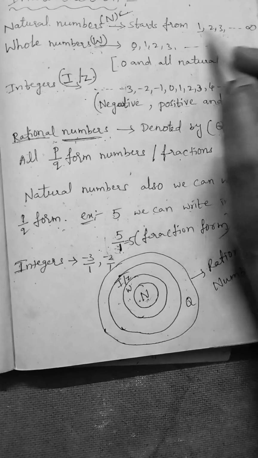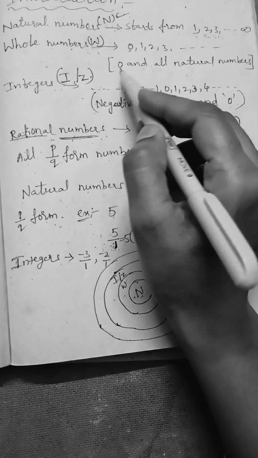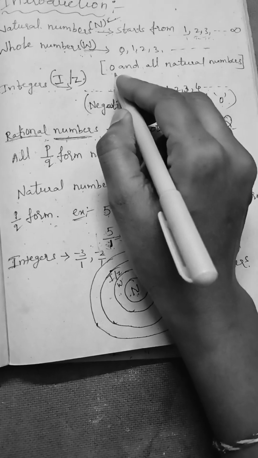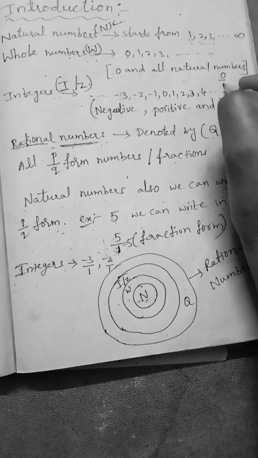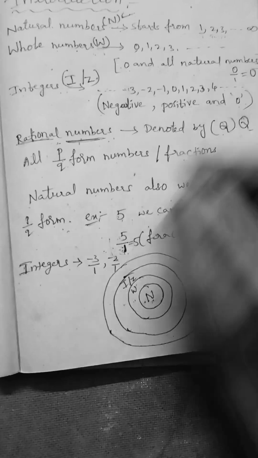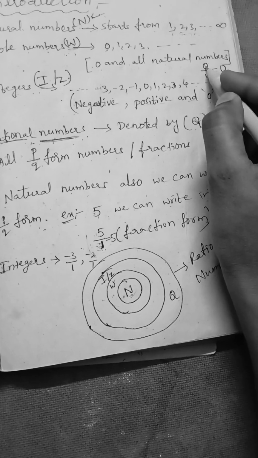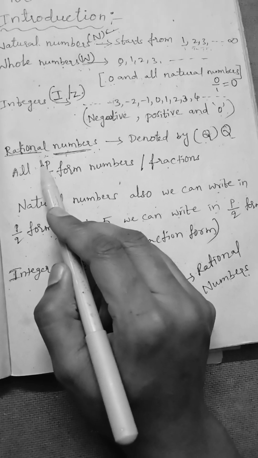So we can write all natural numbers in p by q form, and if we include 0, we can write 0 by 1, which is also 0 only. So this is also fraction form and also p by q form. So we can consider that whole numbers are also rational numbers.